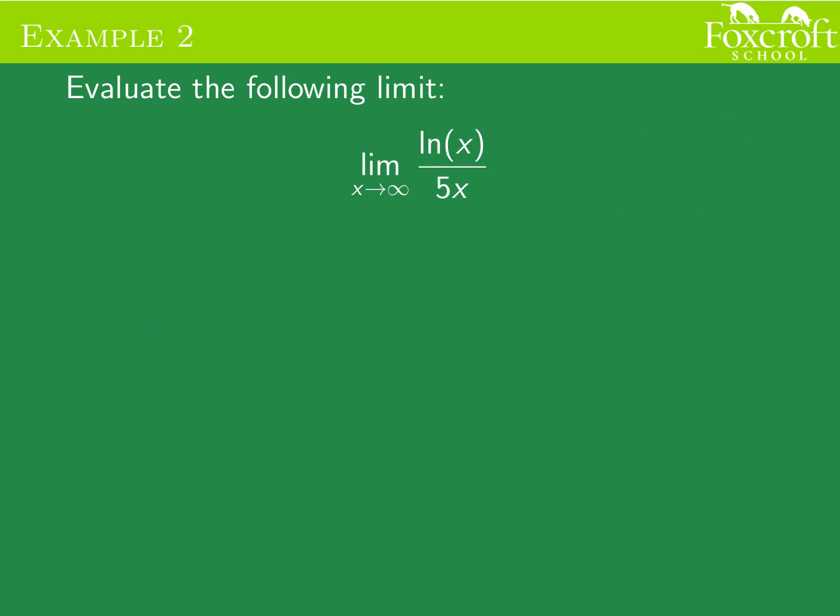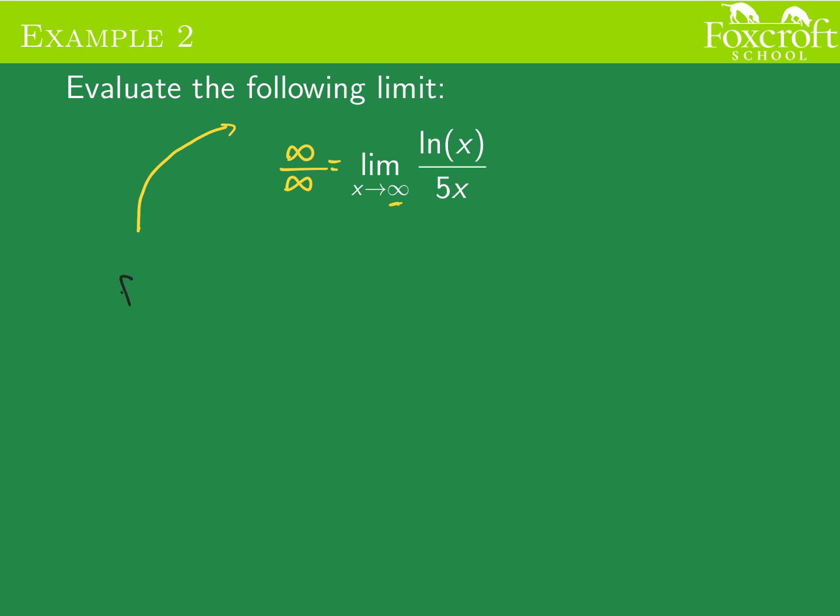All right, evaluate the following limit, again, where x is going to infinity. The natural log, the graph kind of looks like that, but it's always going slowly up, so if I plug in infinity into a natural log, I'm going to get out infinity. 5 times infinity is still infinity, so we get the same situation. Infinity over infinity. So now we're going to take the derivative of the top and bottom.